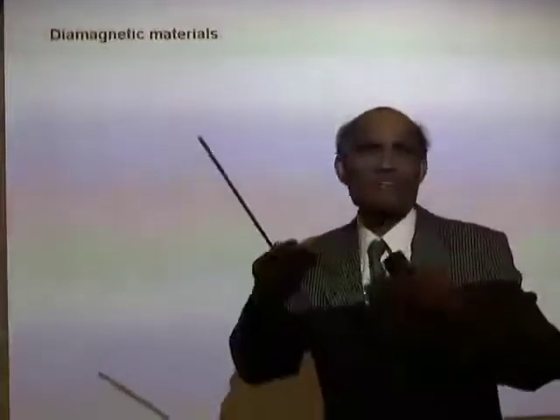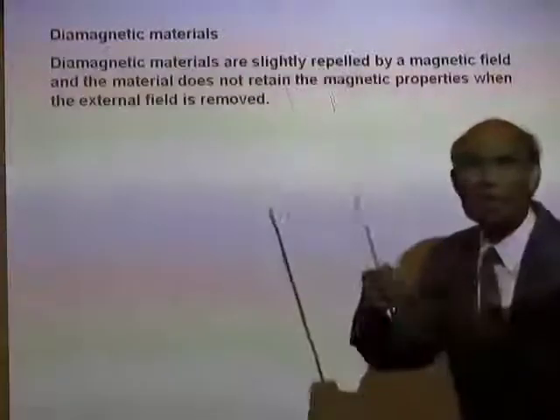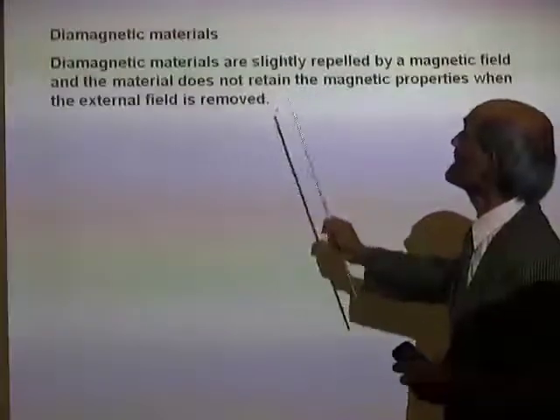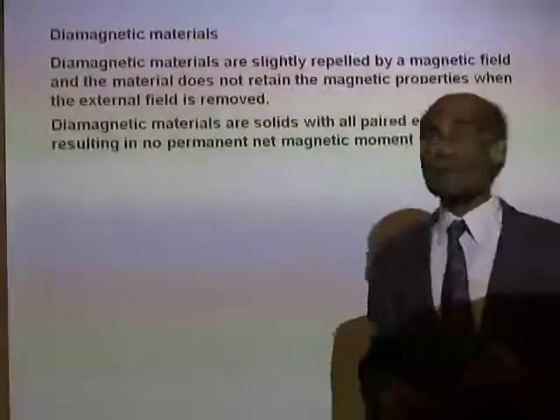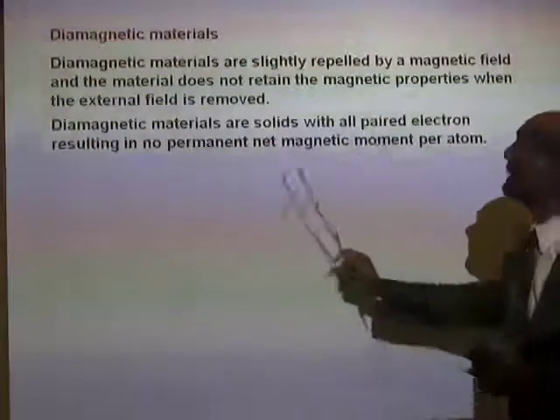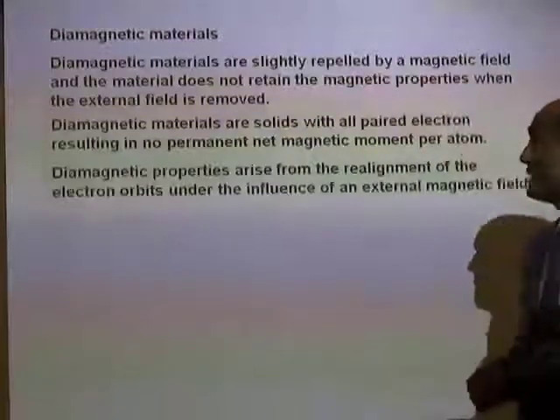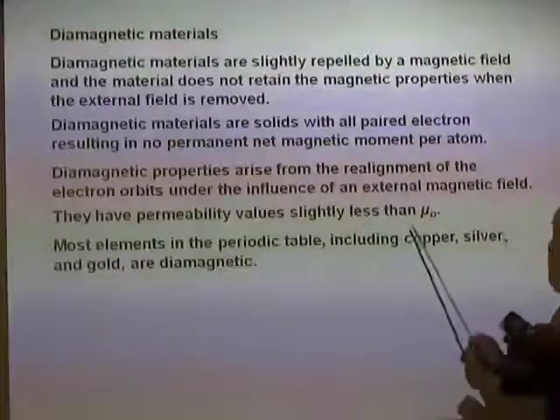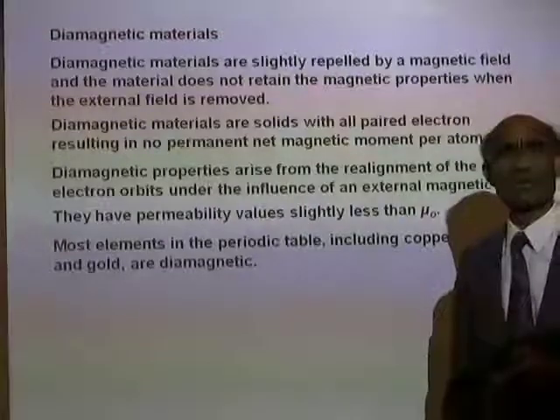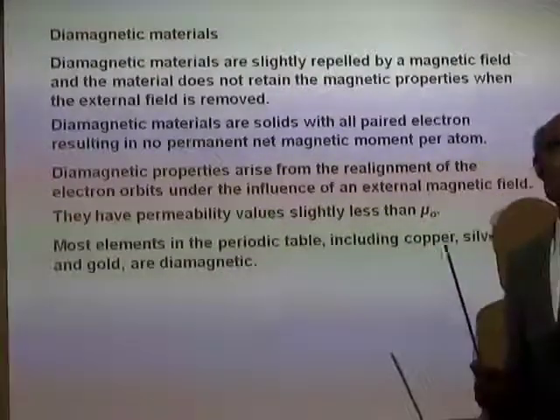How about diamagnetic materials? These are materials that exhibit actually a negative magnetism. Well, diamagnetic materials are slightly repelled by a magnetic field, and the material does not retain the magnetic properties when the external field is removed. Diamagnetic materials are solids with all paired electrons, resulting in no permanent net magnetic moment. Now, examples will be most of the materials that we know: copper, silver, gold, they're all diamagnetic, and their permeability will be slightly less than mu0.